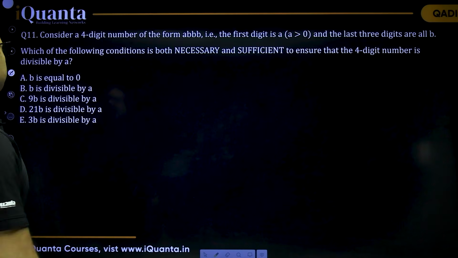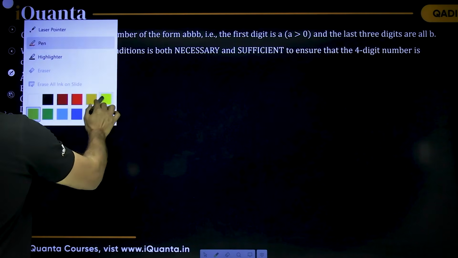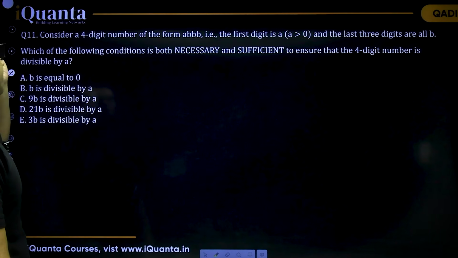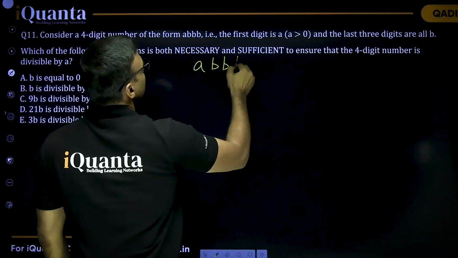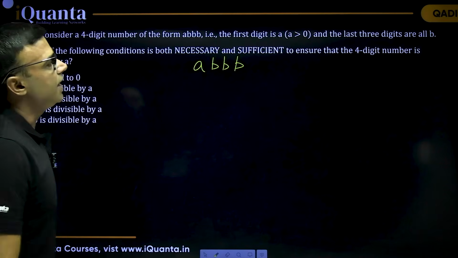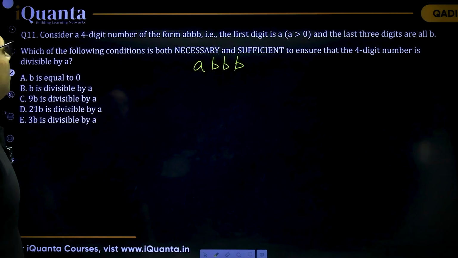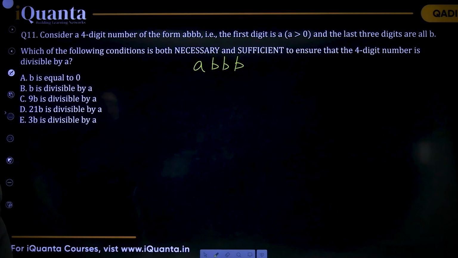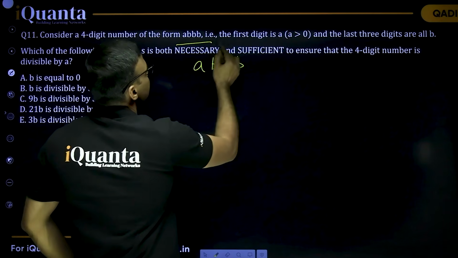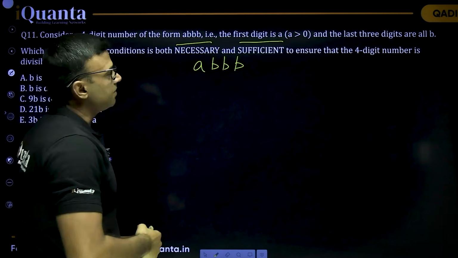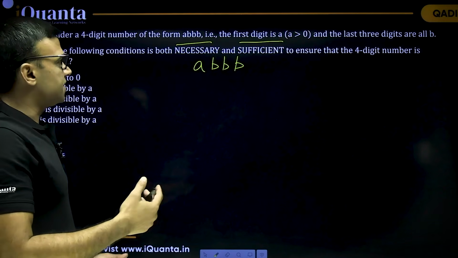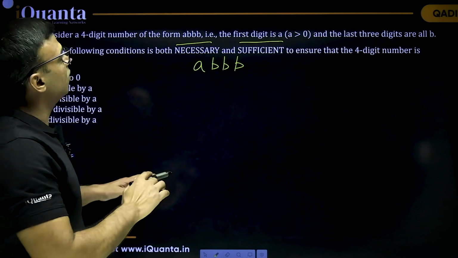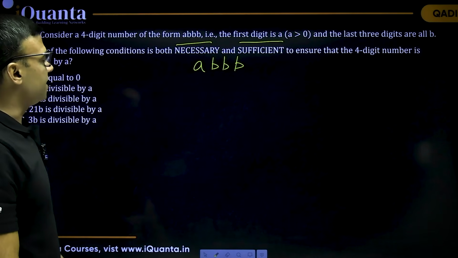Now this is a very interesting, very basic question based on divisibility test of very basic numbers. Consider a 4-digit number of the form A, B, B, B. That is, the first digit is A and the last digits are all B. Last 3 digits are all B, okay? Which of the following conditions is both necessary and sufficient? Mark these words, necessary and sufficient. Sometimes it is necessary but not sufficient. Sometimes it is sufficient and it is over necessary. Yeah, so something like that.